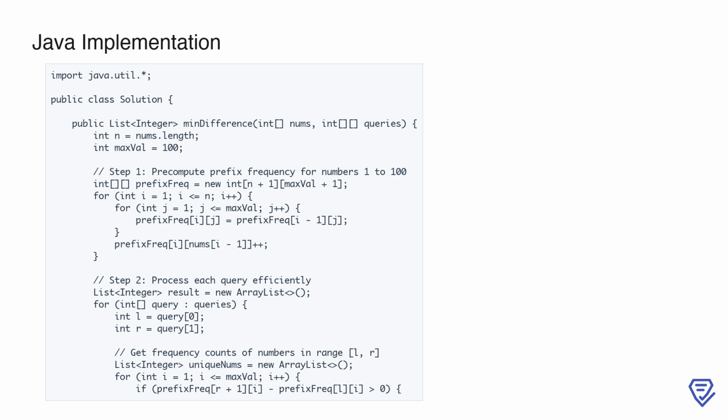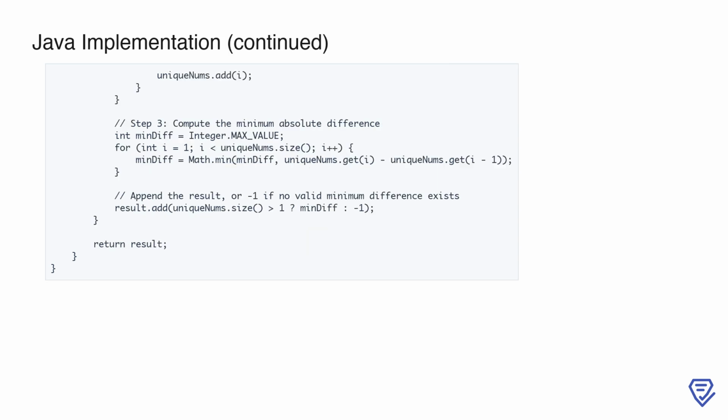Once we have the list of unique numbers in the range, we proceed to compute the minimum absolute difference between any two consecutive numbers in this list. To achieve this, we initialize a variable mindiff with the maximum possible integer value. We then iterate through the uniquenums list, calculating the difference between consecutive elements and updating mindiff with the smallest difference encountered. This step ensures that we efficiently determine the minimum absolute difference.